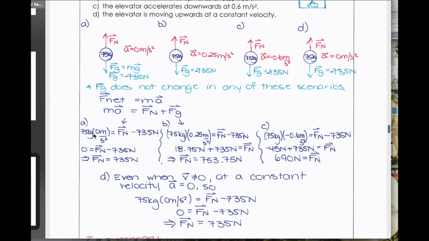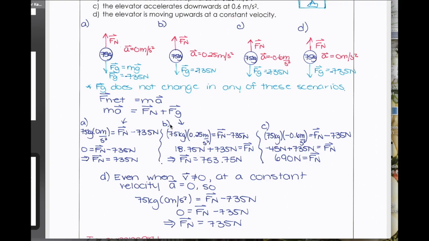For the first one, m times a, 75 times 0, is 0 on this side, which equals F of n, which we're trying to calculate, plus F of g, so minus, because it's a negative, 735 newtons. When we solve for F of n, we get that the normal force is 735 newtons upwards.